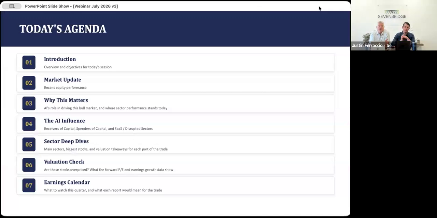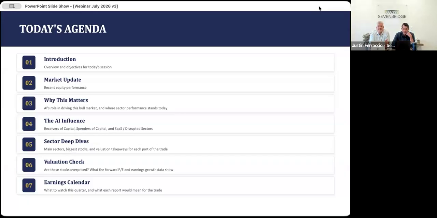Perfect. So again, we'll go through the normal stuff. I did the introduction. That was riveting. We'll do a quick market update on what's going on with the markets, and then we're going to dive into AI's role in the bull market. We're going to talk about the influence of AI in the three different sectors that we've identified: receivers of capital, spenders of capital, and then software as a service.